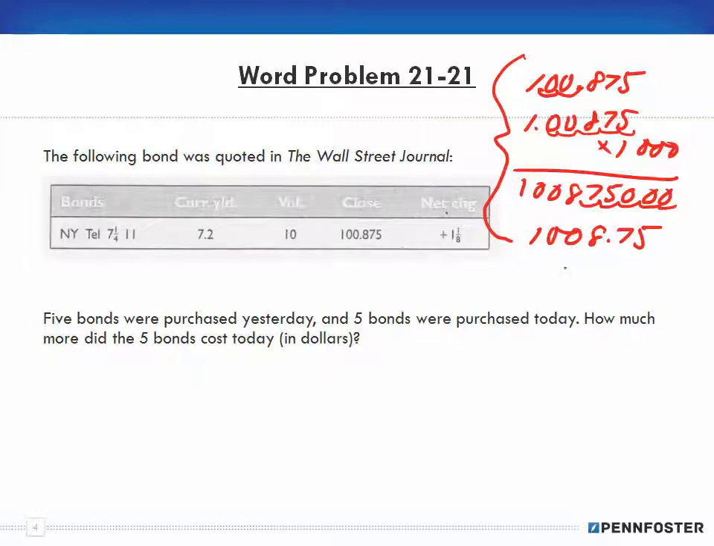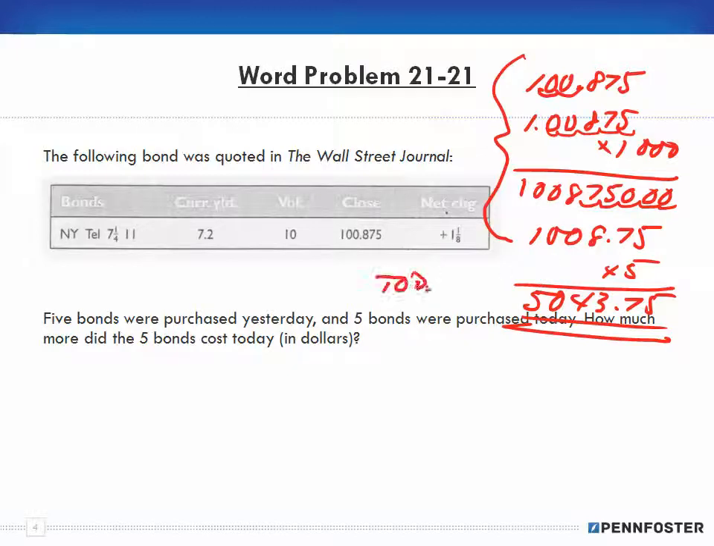So with that said, we're looking at a price of 1,008.75, and since there were 5 bonds purchased, that's going to be times 5. That means the cost of the bonds today is $5,043.75. Okay. Now, we have to consider, since this is today, okay, so let me change. This is yesterday.